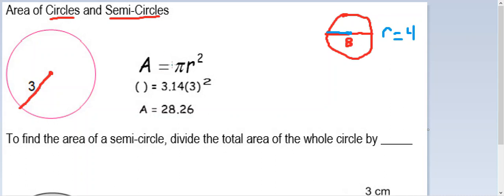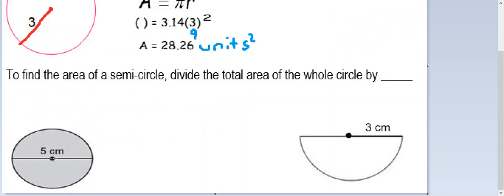So the formula is area equals pi times the radius squared. In this example, the radius was 3, so they plugged in 3. 3 squared is 9. And if you do 9 times 3.14, that will give us 28.26. And that's always units squared. Area is always squared.